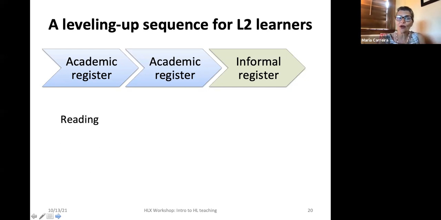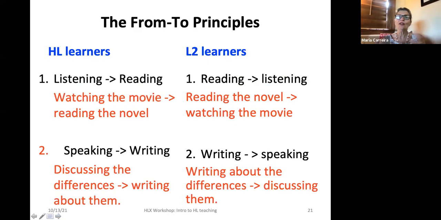So with an L2 learner, I might have them reading at first, and then move to writing, and then move to listening, right? So notice that the from-to principles are sort of backwards in L2 learners as compared to HL learners.